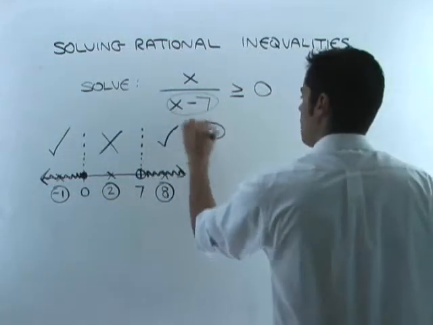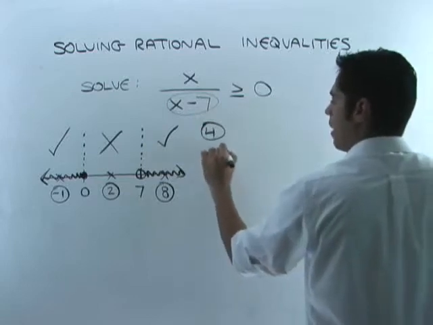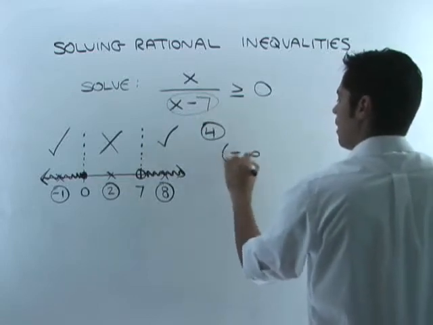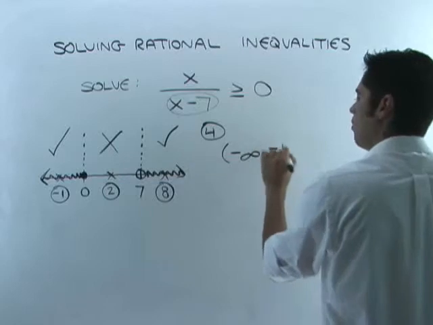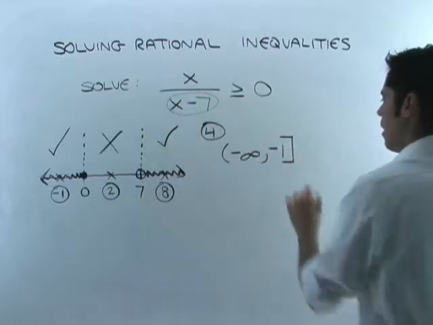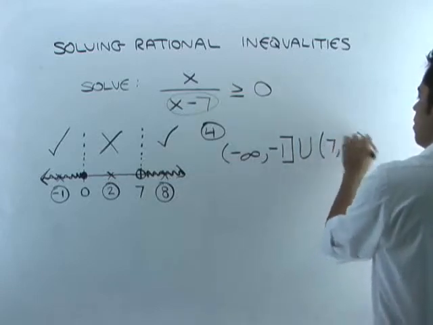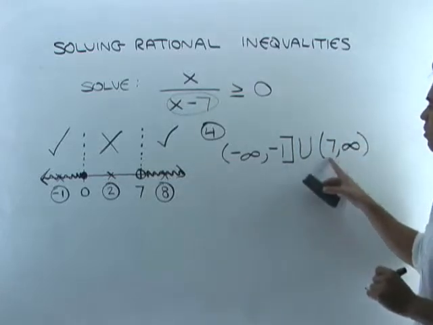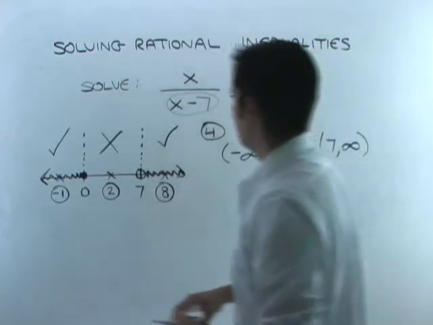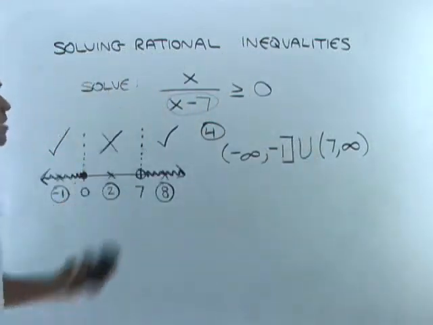That was step 4 here. Let's see, we've got everything to the left of 0, that's negative infinity to 0. We do want to include 0, unioned with everything from 7 to infinity. We do not want 7, so we're going to put a parenthesis around 7. So that's the solution set for that rational inequality.